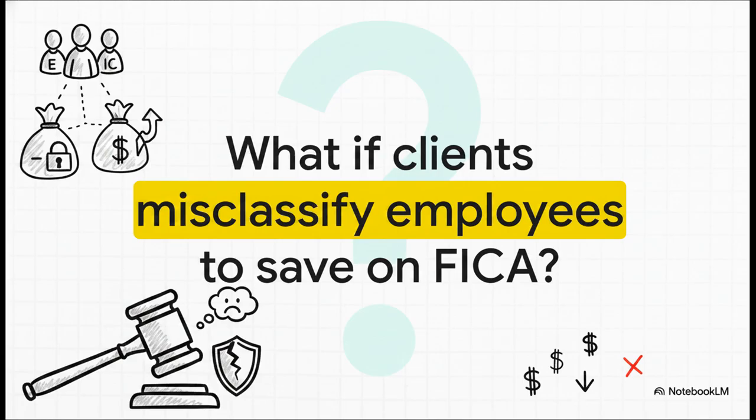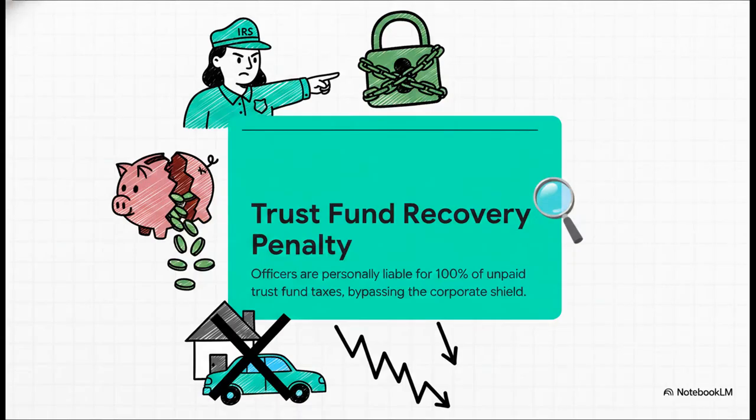So imagine a client comes to you and thinks they found a clever little loophole. To avoid that hefty 15.3% burden, they intentionally misclassify their workforce as independent contractors instead of employees. Ask yourself, what actually happens when they get caught? Well, the consequence for that misstep is totally devastating. It's called the trust fund recovery penalty.